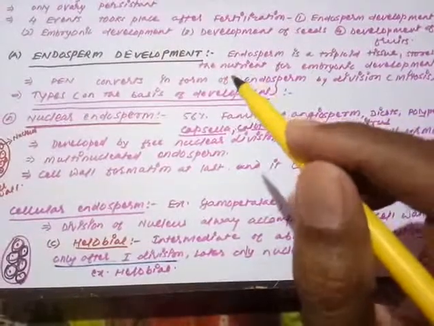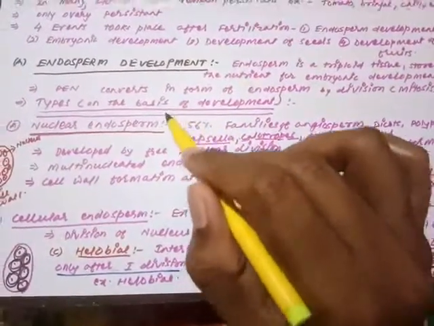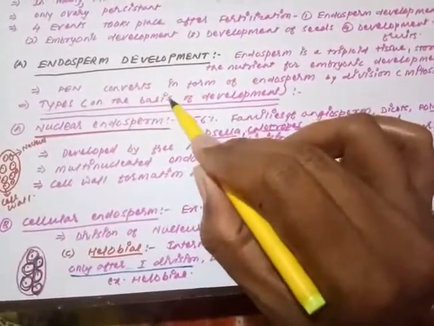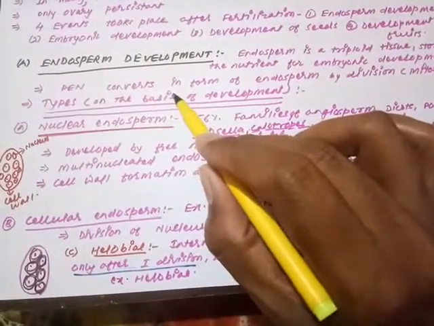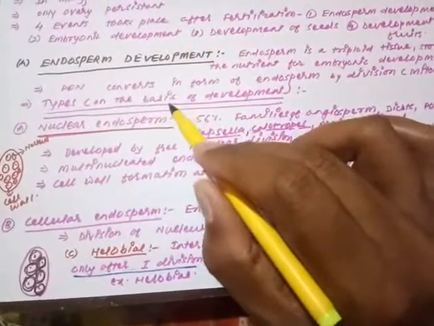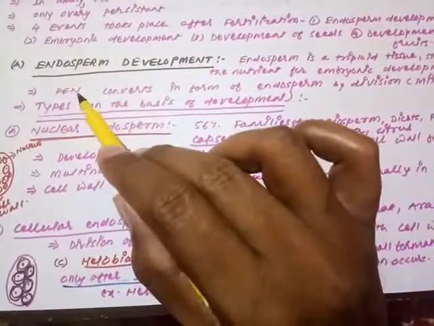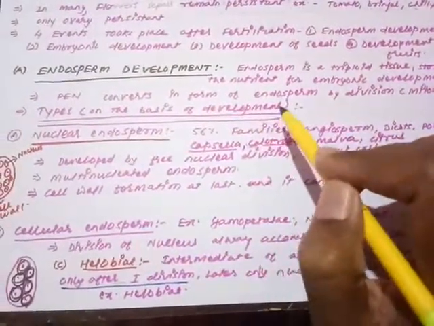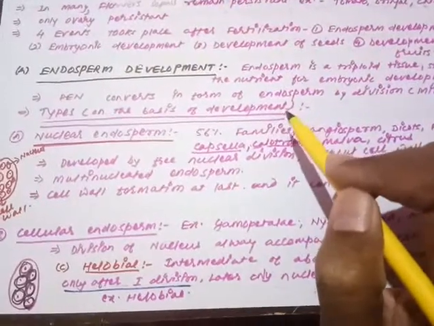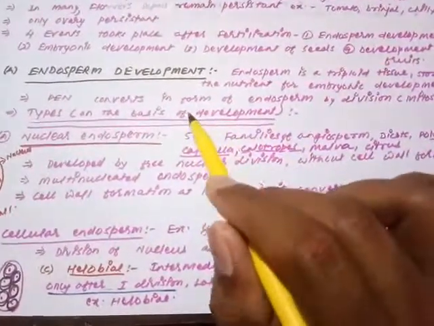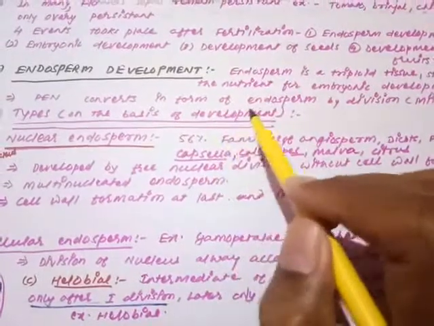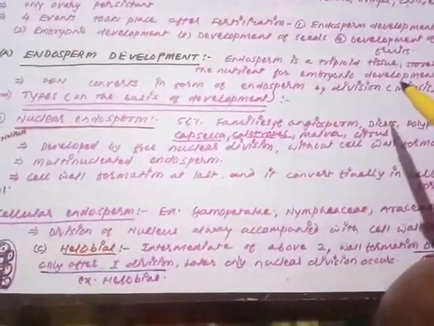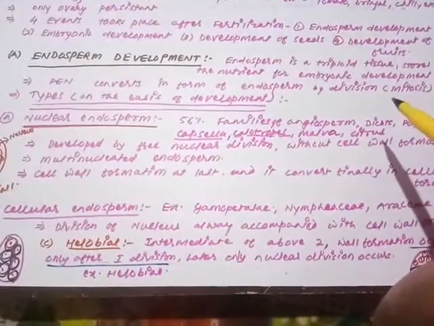How is the endosperm produced? If you remember, yesterday we saw that after the triple fusion, the polar nuclei fuse with the second male gamete and form the triploid structure. That triploid structure is called the primary endosperm nucleus. The primary endosperm nucleus is converted into endosperm by cell division, and the division involved is mitosis, not meiosis.